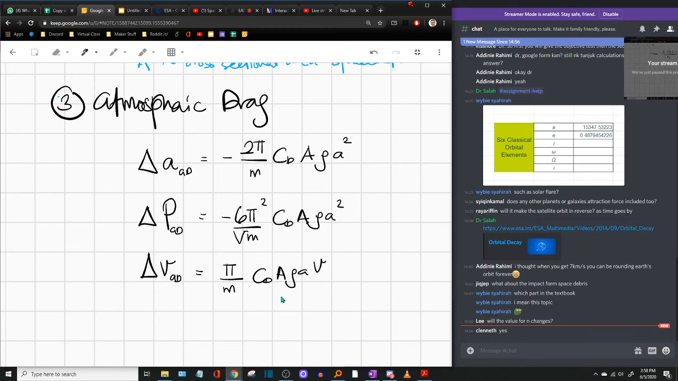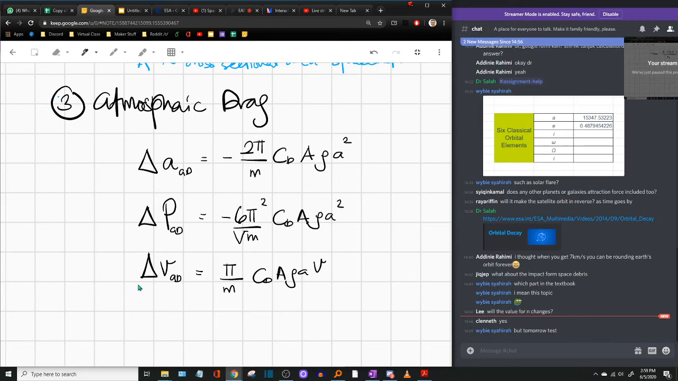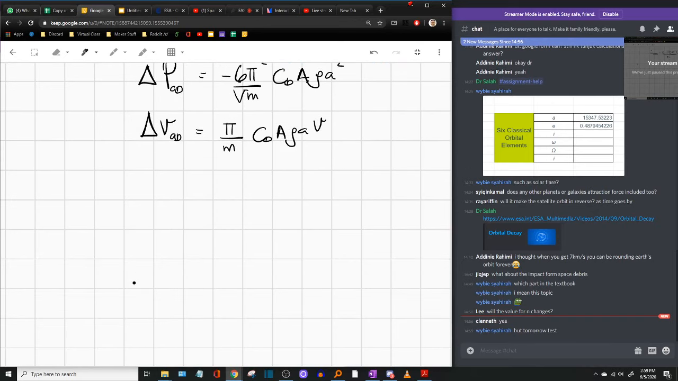I'm just going to leave you with these formulas now, but we'll do some exercises tomorrow to show you how we can quantify the amount of drag, and the amount of changes to our semi-major axis, our period, and our velocity of our satellite due to atmospheric drag. But tomorrow is not possible, so maybe next week.